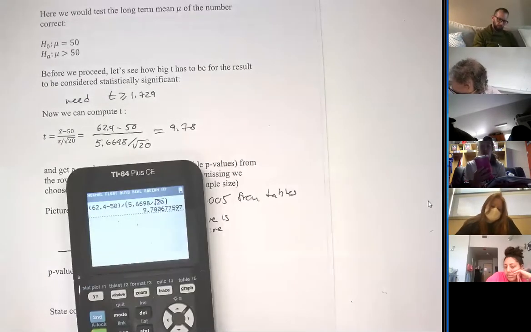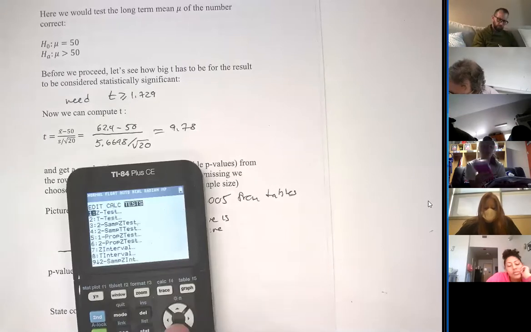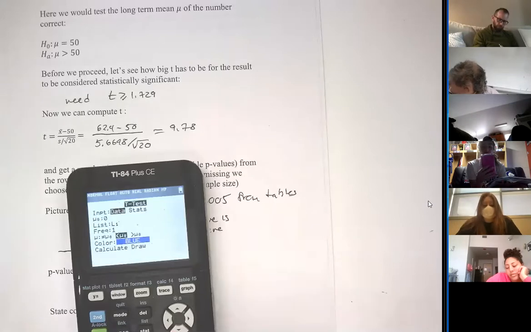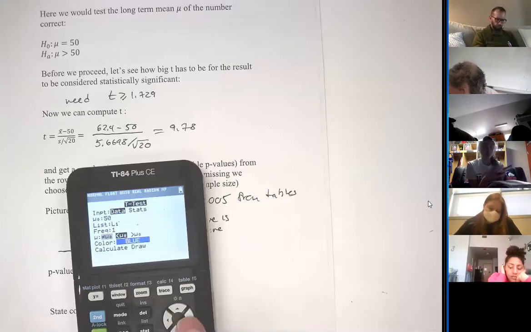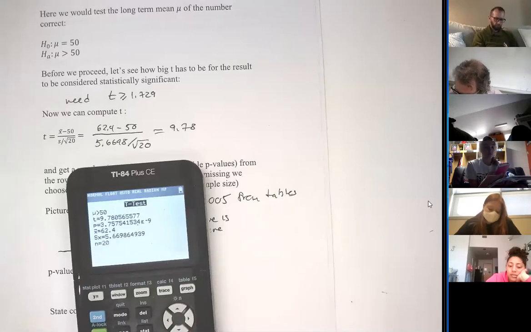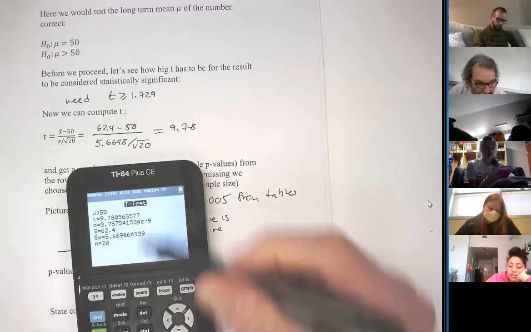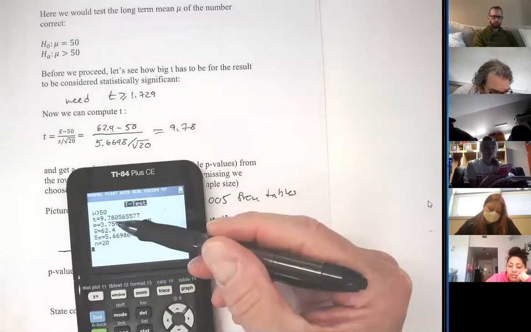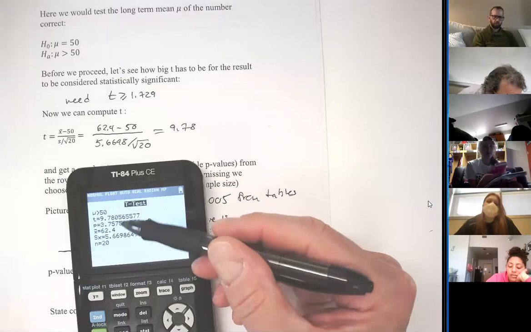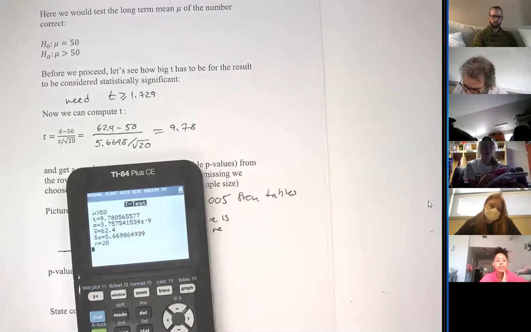So we'll go back to stat, tests, t-test. We have data. We're using 50 for the null hypothesis mean. We're in list 1. We're wondering if it's greater than 50. And then we're going to go down to calculate. Now it'll do it when I hit calculate. So it gives us the 9.7 that we had for t. It gives a p-value 3 times 10 to the minus 9.